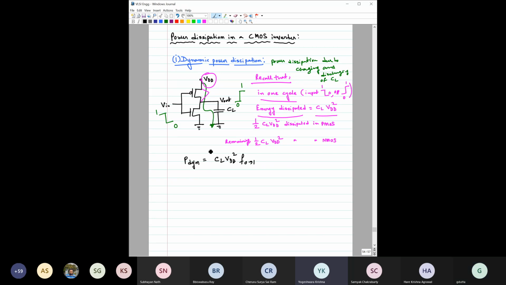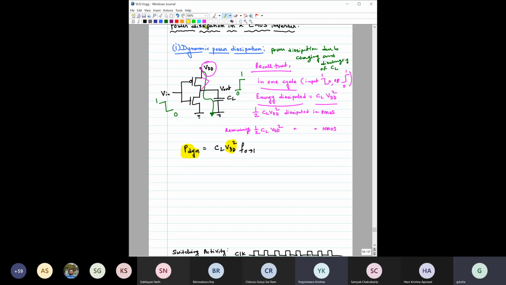But here notice one thing a bit clearly: this power dissipation, that is P dynamic, is related with VDD square, right? So if you change this VDD 2 times, the power dissipation will change by 4 times. Dynamic power dissipation changes by 4 times. So this VDD has a huge impact on the dynamic power dissipation, right? So that thing we have noticed.